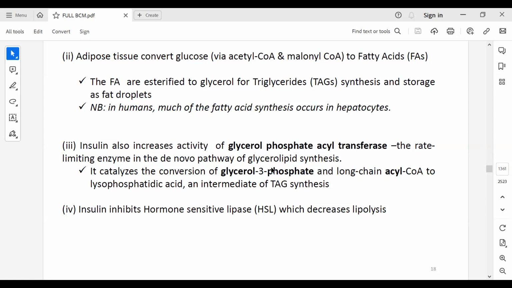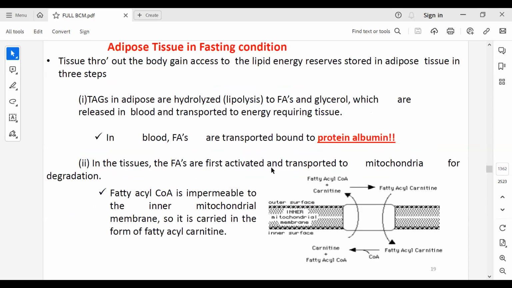Glucagon will increase lipolysis. So in the fasting state, again, you're fasting, you need to release all your fat storage so that you can carry out gluconeogenesis. Yeah, any released fatty acid will be carried by the albumin.